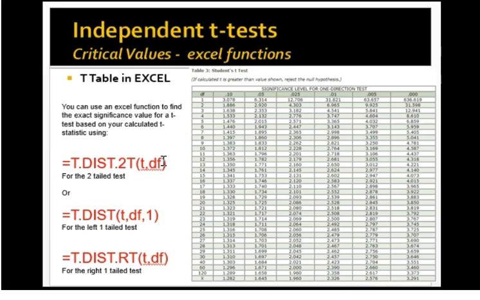If we were doing a left-tailed test, so we wanted to know the probability of being less than a calculated test statistic, we would just enter t.dist, again, enter that t obtained value, enter the degrees of freedom, and then give it this little 1 at the bottom to specify that left-tailed test again. If we wanted the right-tailed test, we just need to enter t.dist.rt for right tail, again, give it that calculated test statistic for the t-test and the degrees of freedom.